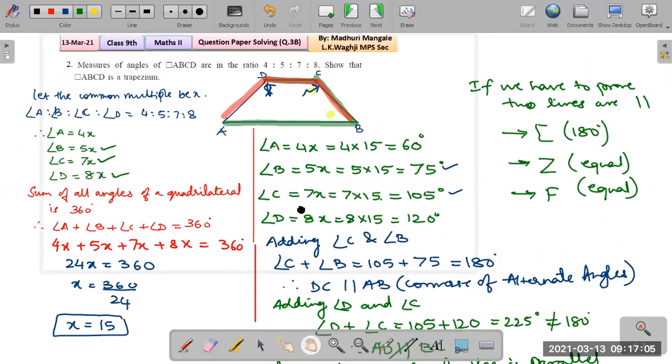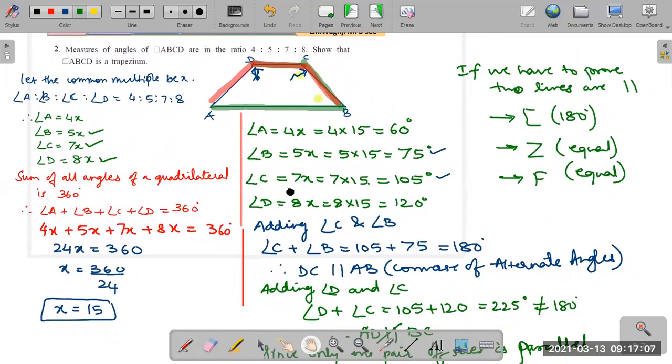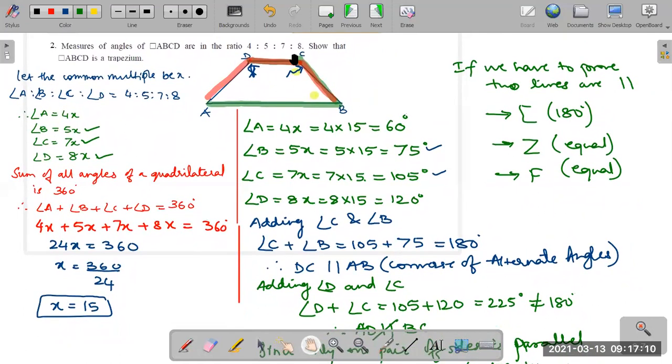So once again, a quick recap on this question, how we started. We started with getting rid of that ratio thing. The ratio was given, so we have taken the common multiple x, and using that we got the angles A, B, C, D in terms of x. Then we use this property, sum of all angles of a quadrilateral is 360. Using this rule, we have got the value of x. Once you get the value of x, you have to substitute it to get all the angles. Once we get all the angles, we have to prove that only one pair of sides is parallel.